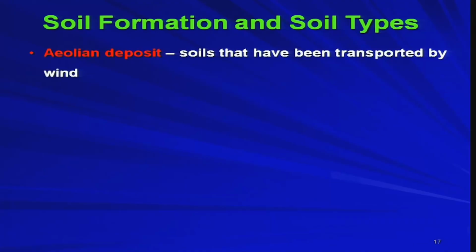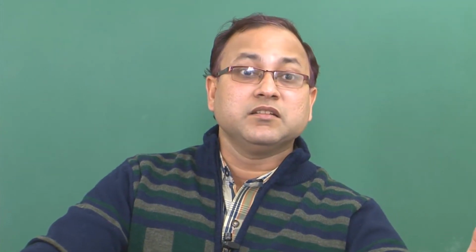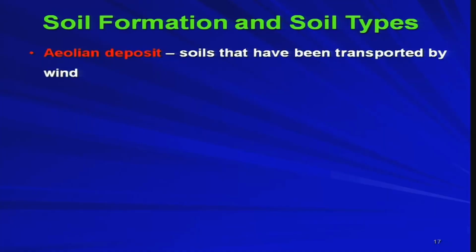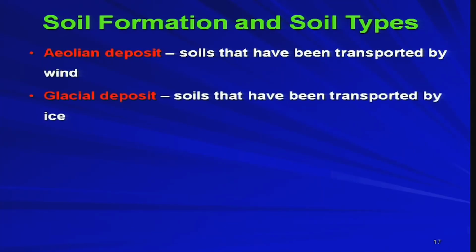So you will have too much salt presence in the soil deposit, and that is known as marine deposit. Then aeolian deposit, that is soils that have been transported by wind. It is formed somewhere else, and then it is transported by the agency known as wind. Then glacial deposit, soils that have been transported by ice, simple ice.